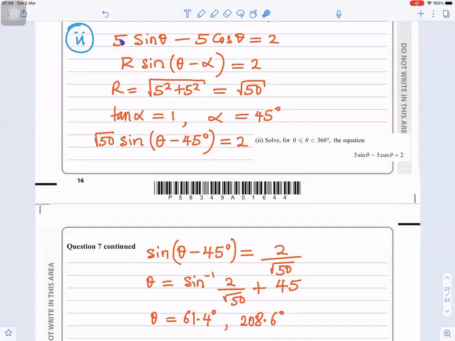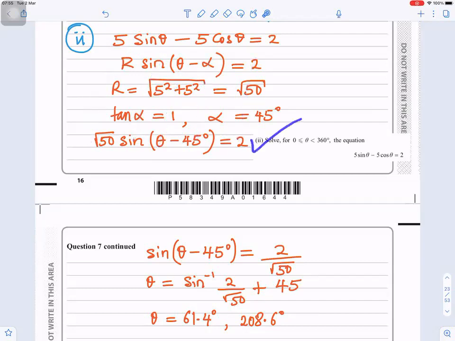We find 5 squared plus 5 squared and square root it. That'll give us square root of 50. Watch that number there: 5 squared plus 5 squared gives you the square root of 50. And the angle: tangent of alpha is 1, the tangent of 5 divided by 5. So alpha is 45 degrees. So we would have r as square root of 50. The sine stays the same. Theta stays the same. Alpha is 45 and the 2 stays the same.